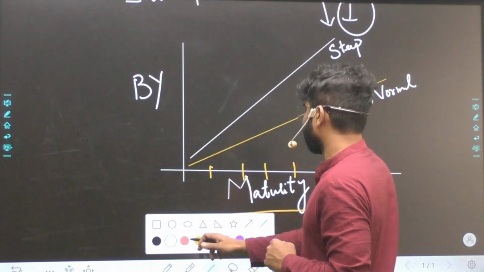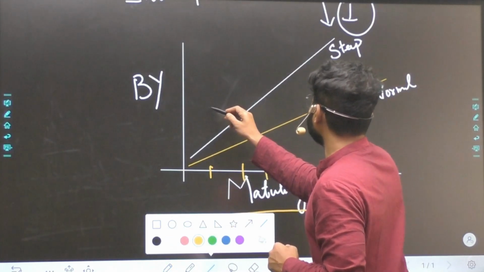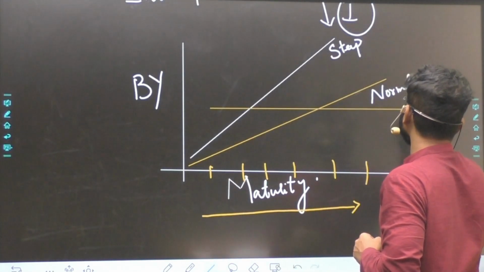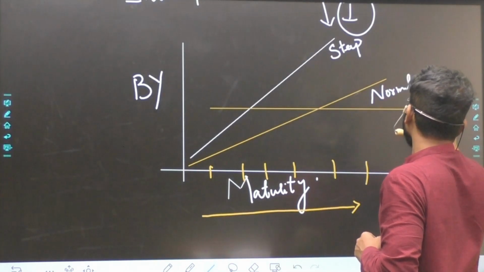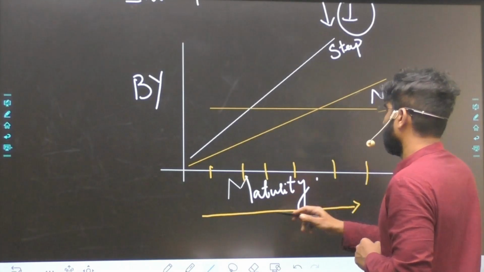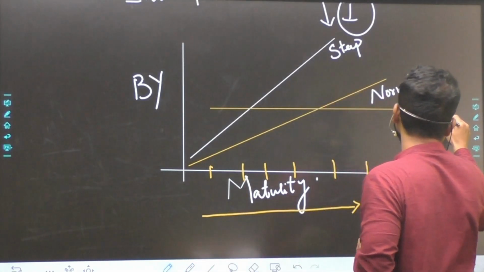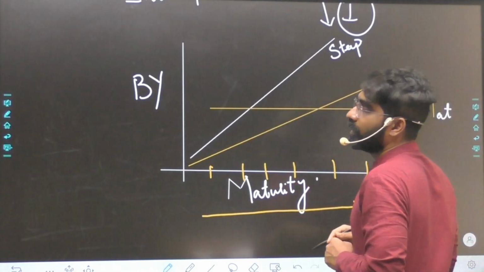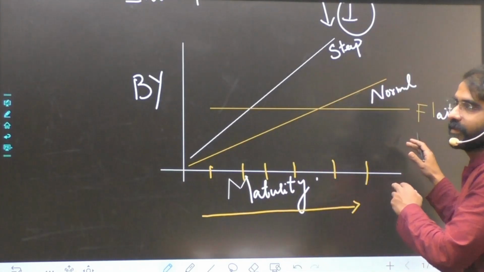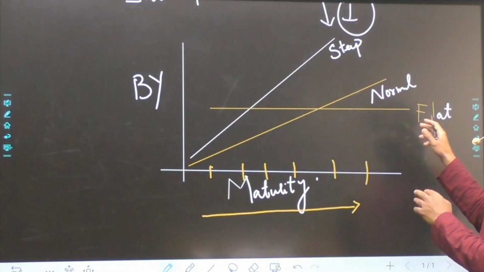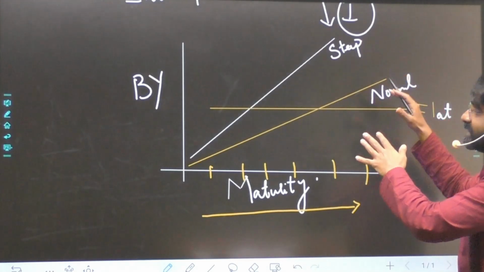We can call it a flat curve. Flat is something that goes this way. So this normal bond yield curve becomes a flat curve. You can see that before the inverted bond yield, there is this flat curve.